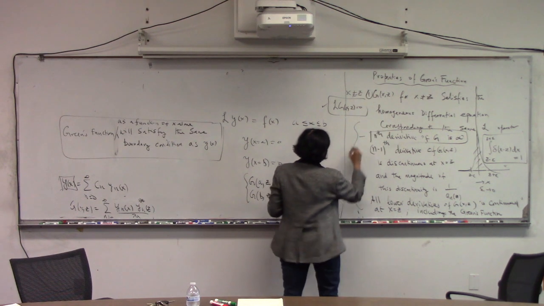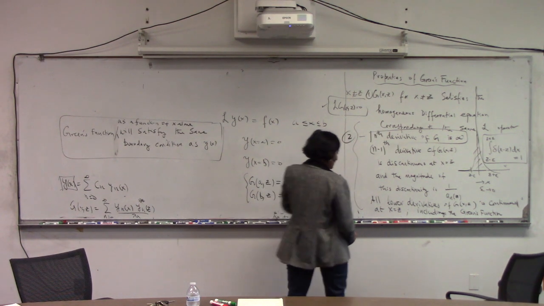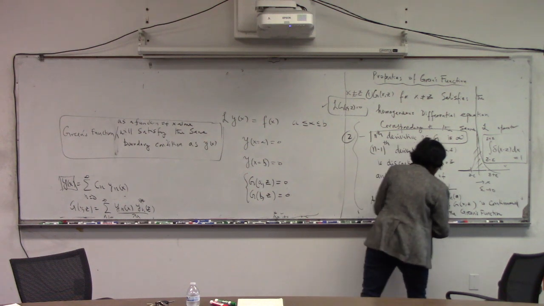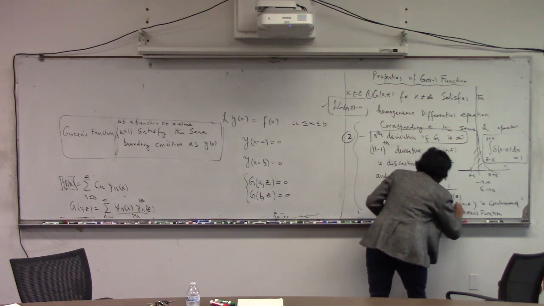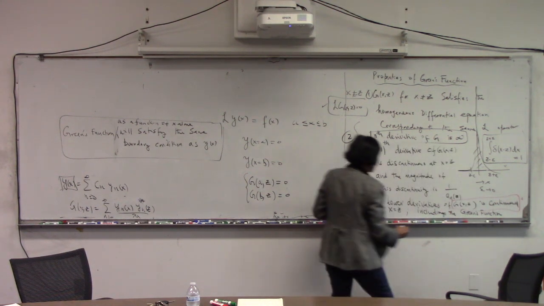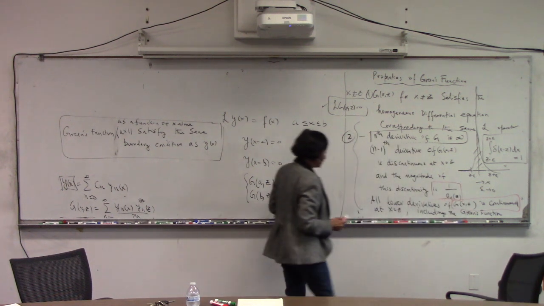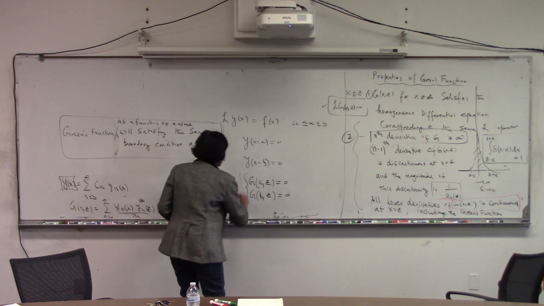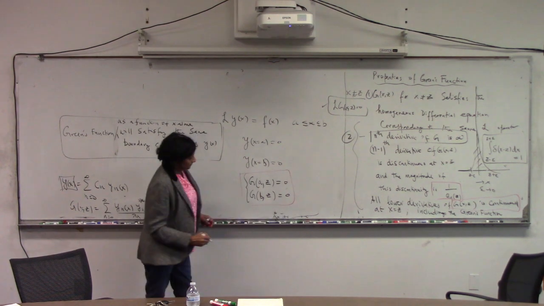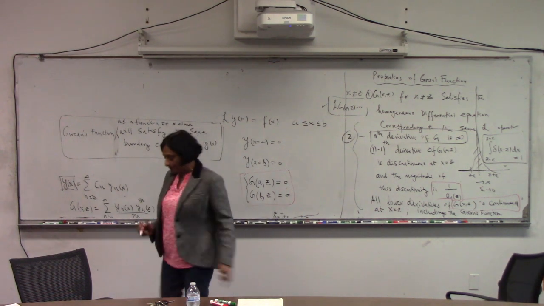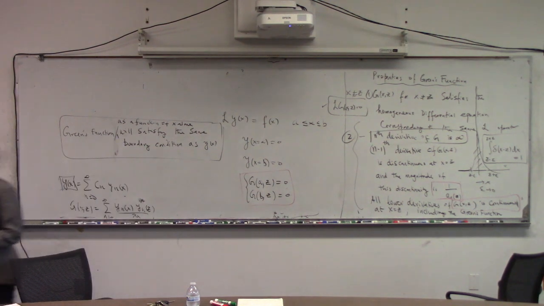Those are the properties we have to use. The important thing is that Green's function is continuous, and its derivative is discontinuous by this order. That one we have to use, and this one we have to use. Okay. Clear?